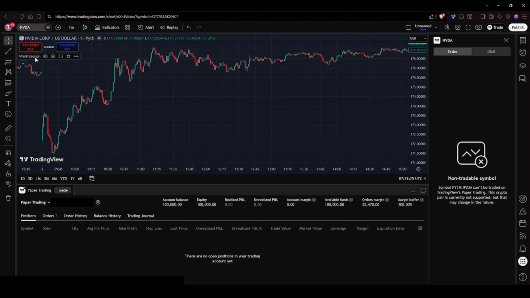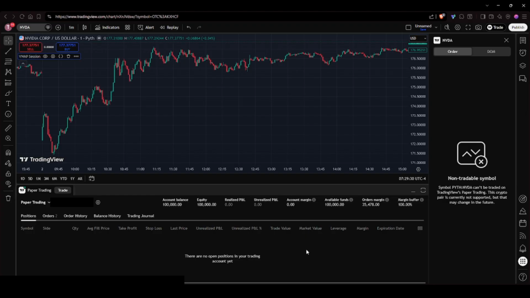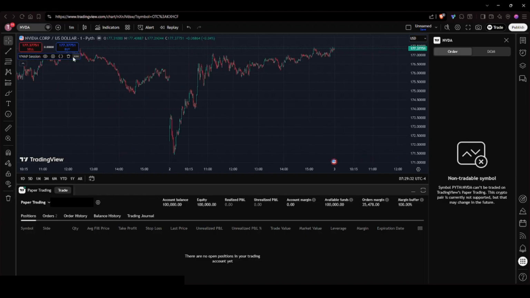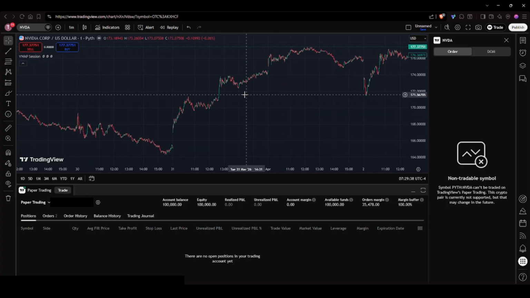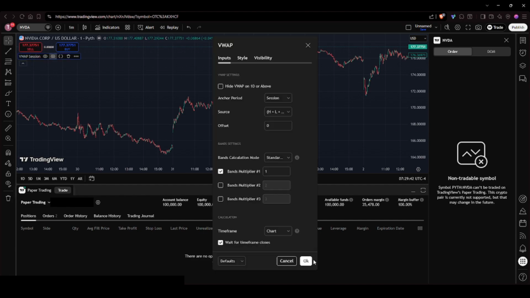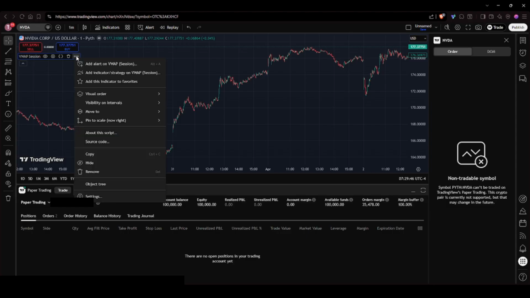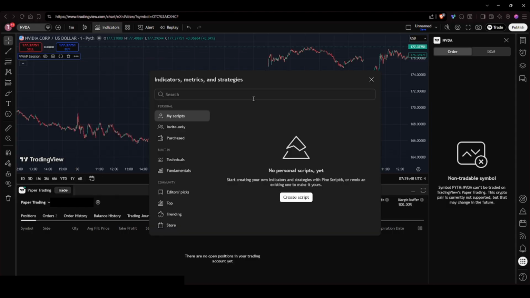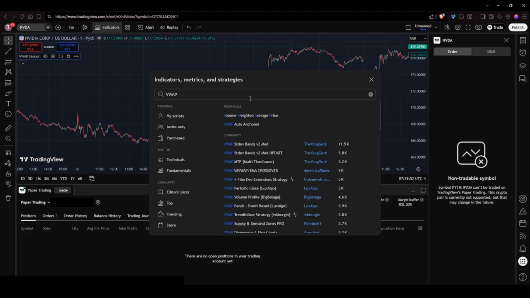Now that we have VWAP set up, let's understand what it tells us. The VWAP line serves as a dynamic support and resistance level. When the price is above the VWAP, it indicates an uptrend, while prices below the VWAP suggest a downtrend. A common strategy is to look for buying opportunities when the price crosses above the VWAP and selling or shorting when it crosses below. It's important to use this indicator along with other tools for confirmation and avoid false signals.